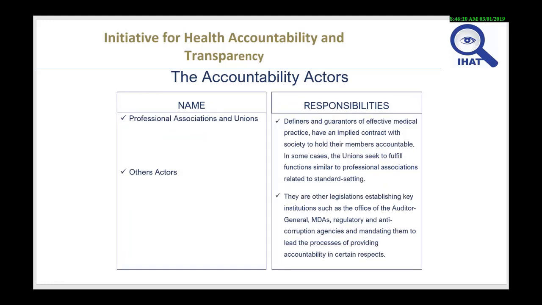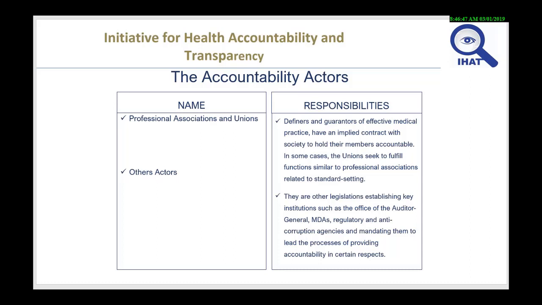Professional associations and unions are actually the definers and guarantors of effective medical practice. They have an implied contract with society to hold their members accountable. In some cases, the union seeks to fulfill functions similar to professional associations, particularly with regard to standard setting.